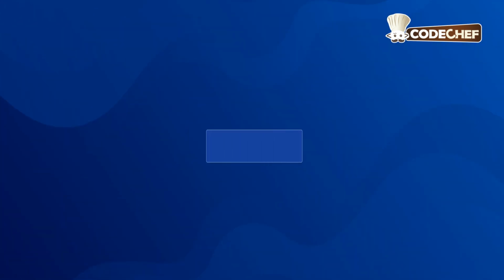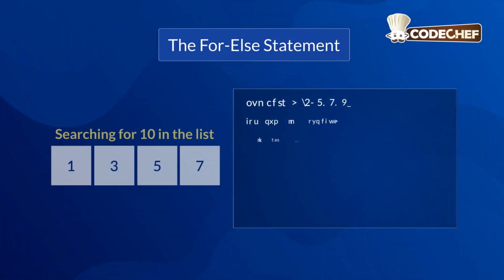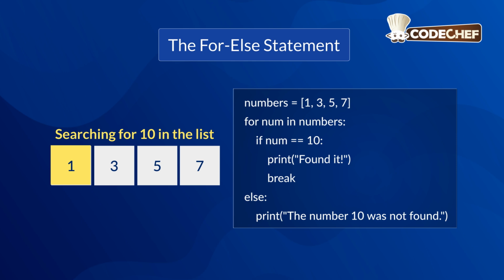Python has a unique feature called the for-else statement. The else block at the end runs only if the loop finishes normally without ever hitting a break statement. This is incredibly useful for searching. If the break runs, it means you found the item and the else is skipped. If the loop finishes, the else runs, meaning the item wasn't found.